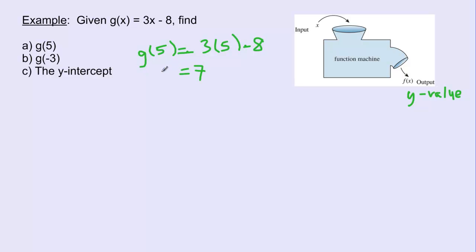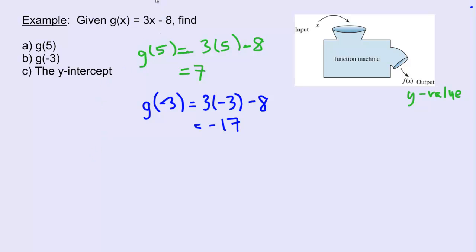This equals 7. So g of 5 is 7. Okay, what about g at negative 3? Well, same idea, because negative 3 is replacing that x in the brackets. We just put a negative 3 wherever we see an x in our equation. So 3 times negative 3 minus 8. 3 times negative 3 is negative 9. Negative 9 subtract 8 more, negative 17. So our function at negative 3 is equal to negative 17.